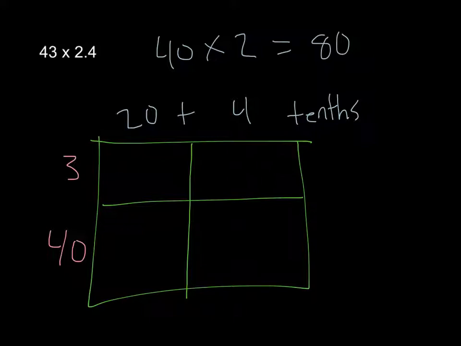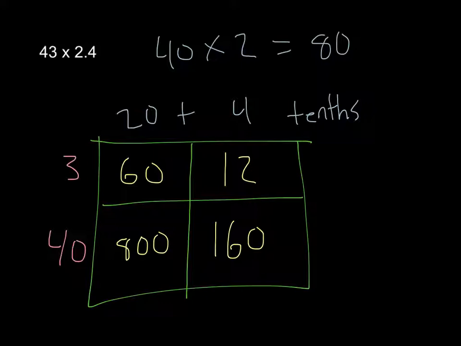Okay? 20 times 3, I know off the top of my head, and that is 60. Okay, 20 times 40 is 800. 4 times 3 is 12. And 4 times 40 is 160. Now what I'm going to do with all of this is I'm going to add it up. And the easiest way for me personally to do that is just drag it to the right. Okay, 60 plus 12 equals 72. 800 plus 160 is 960. And I'm going to add straight down.